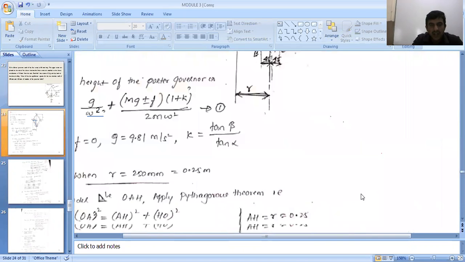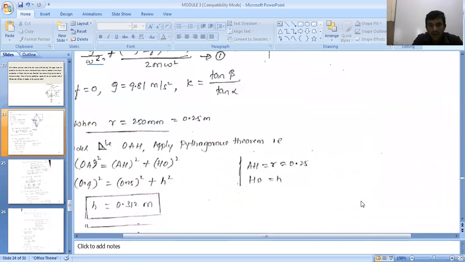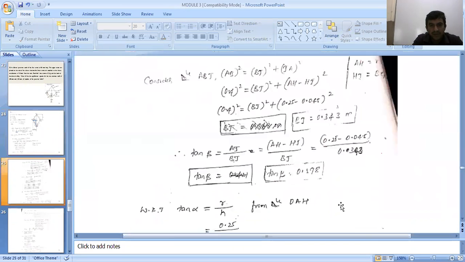First you calculate tan beta. How to calculate tan beta? See that, by considering right angle triangle ABJ, AB square is equal to BJ square plus JA square. Now AB is 0.4, that is the L2 link. BJ is unknown. JA is nothing but AH minus JH, which you calculated as 0.205. Now substitute. Now check the value. BJ value is how much? Is it right? Check.